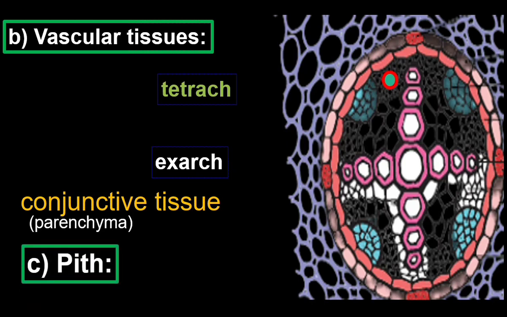Pith is present in young root. In mature root, pith is absent. In mature Dicot root, pith is absent. Usually pith is present at the center. Here the center is occupied by a metaxylem, so there is no pith. So this is about the internal structure of the Dicot root.